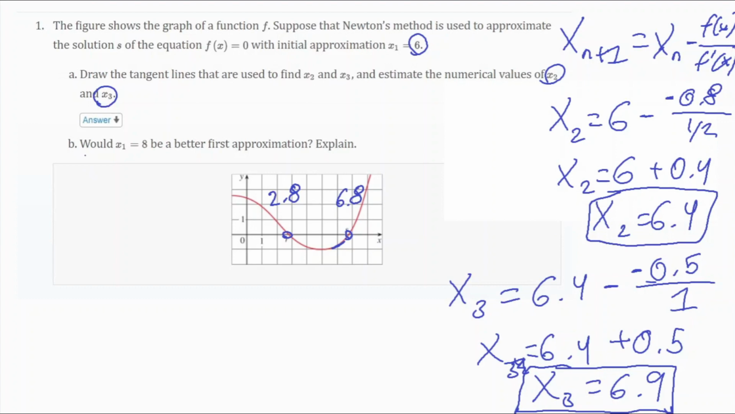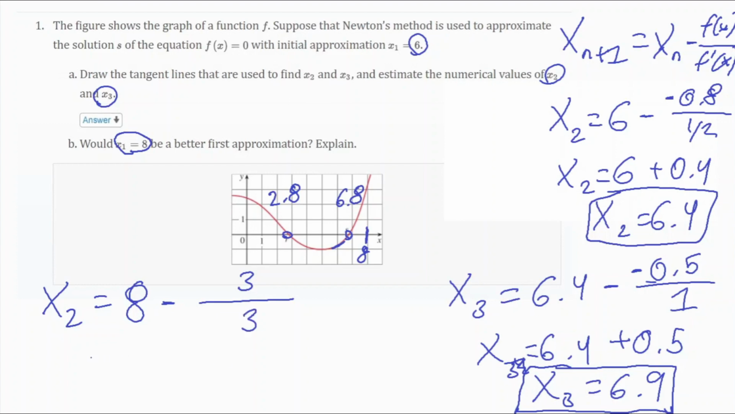And now B is: would x1 equals 8 be a better first approximation? What we could do first is just find x2 using x1 equals 8 and see if it's closer to 6.8 than 6.4. So what we could do is we have the Newton's method up there. We're going to have x2 is equal to x1, which is going to be 8, minus f of x. So the y value at x equals 8 is going to be right here. That's 8. The y value is going to be 3 over the slope, which is going to be, I'd say that's 3.